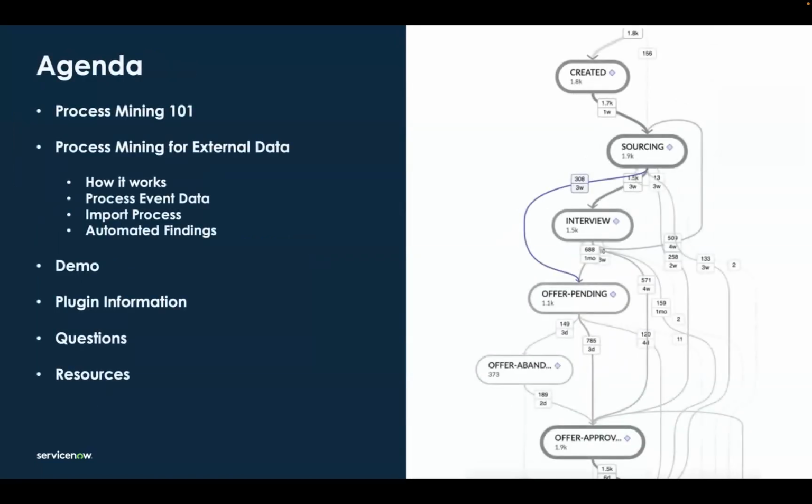Now, what we'll do today is we'll do our quick little process mining 101 for the newcomers, and then we'll jump into the topic, right? Process mining for external data. We'll talk a little bit about how it works. We'll talk about event data and what that is and the different pieces of it. That's probably the crux of the presentation here today, what you need to understand. We'll walk you through the import process so you understand what goes into bringing the data into the ServiceNow platform. We'll touch briefly on automated findings, which is a newer capability in the Vancouver release that's super helpful when we start looking at external data projects that we're creating. We'll do a deeper dive on this in next month's session.